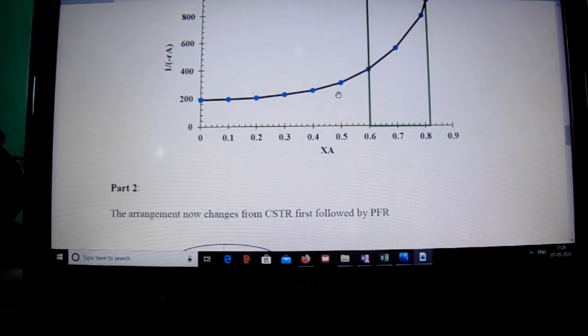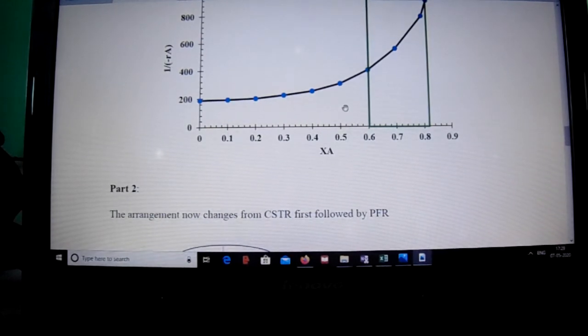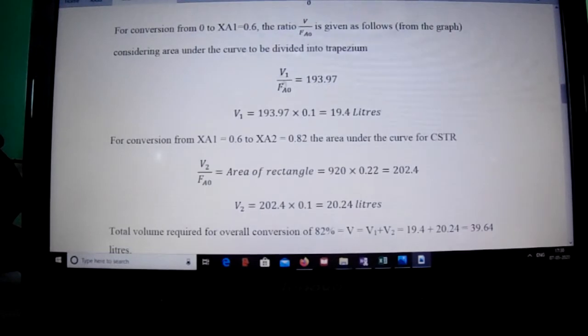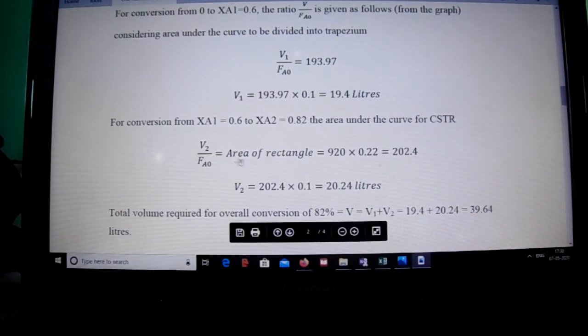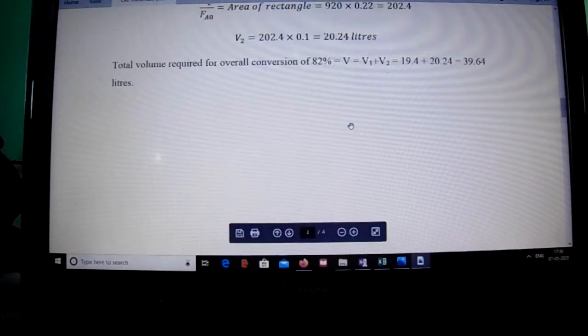When you are plotting it on graph paper, you will get a number of squares. Count the number of squares, multiply that by the scale on the x-axis and the scale on the y-axis. There you will get the total area under the curve for a PFR. So from that we obtain the area for a PFR to be around 19.4 liters. Similarly, the area of the CSTR is nothing but the area of the rectangle, and that you obtain as 20.24 liters.